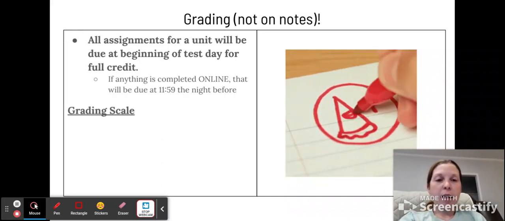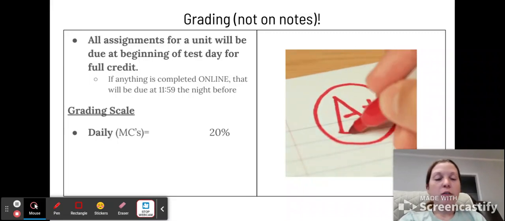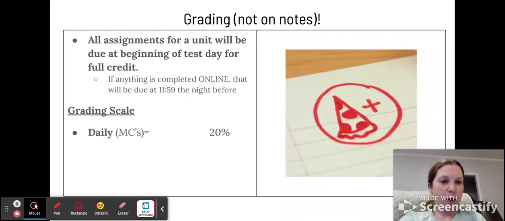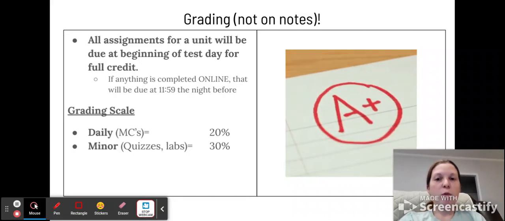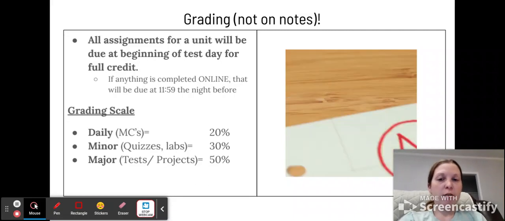And then your grading scale, which was discussed in the syllabus, your daily assignments are 20%. Those are your mastery checks. Your minors, which are quizzes and labs, are 30%. And then your majors, your tests and projects, are 50%.